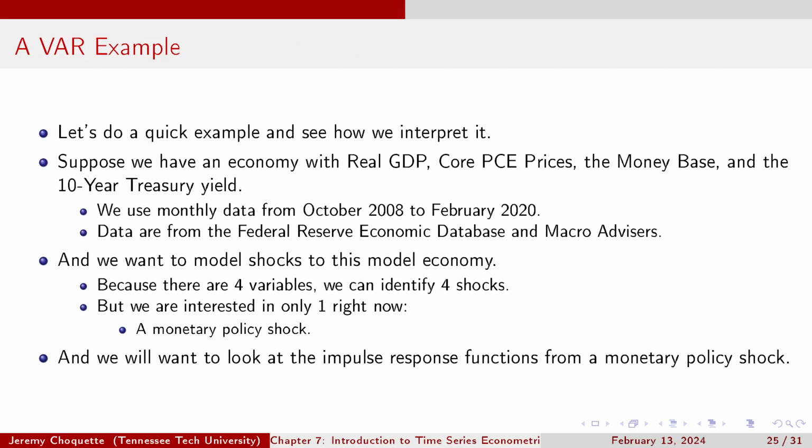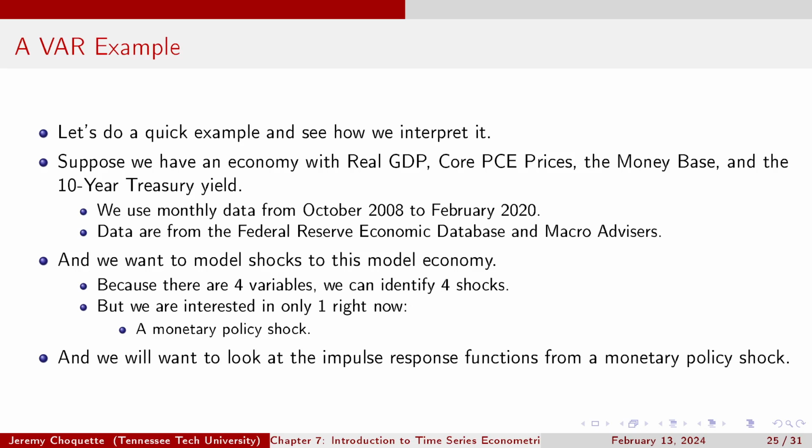So I'm going to do a little example, and we can look at how we interpret it. So say we've got an economy with real GDP, core PCE prices, the money base, and the 10-year Treasury yield. And I'm using data from October 2008 to February 2020. I'm using data starting in October 2008 because that is when the financial crisis hit. I don't really want to use anything before the financial crisis because the monetary policy regime changed.